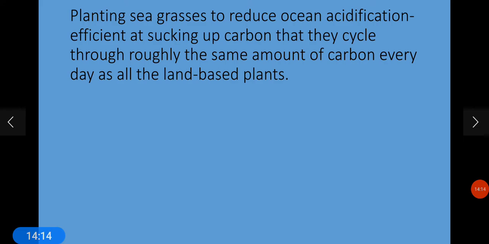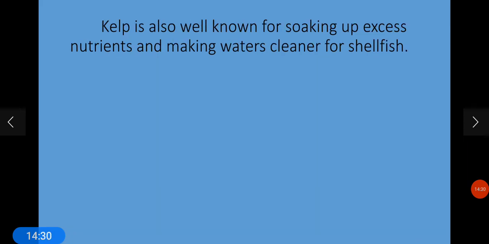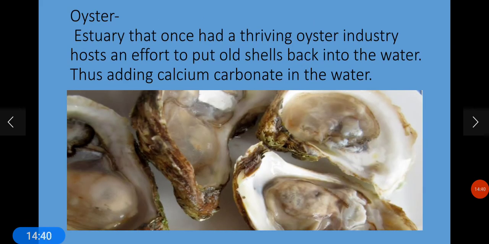Okay, so planting seagrasses can help reduce ocean acidification. They are efficient at sucking up carbon, cycling through roughly the same amount of carbon every day as all the land-based plants. Kelp is also well known for soaking up excess nutrients and making waters cleaner for shellfish. In an estuary that once had a thriving oyster industry, there is an effort to put old shells back into the water, thus adding calcium carbonate into the water.